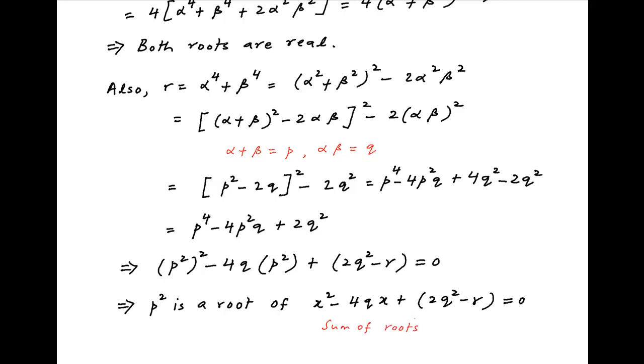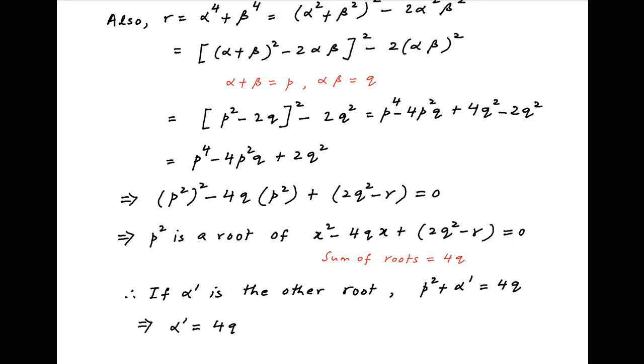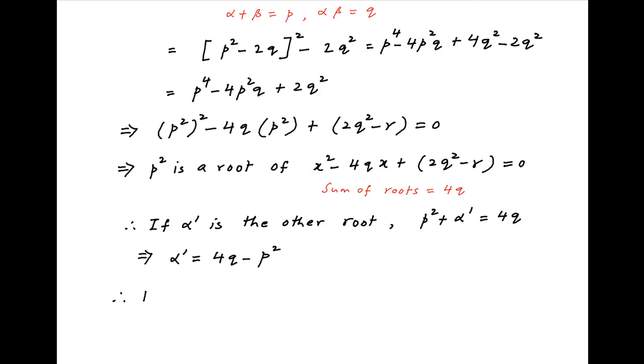Now, the sum of the roots of this quadratic equation is 4q, and therefore, if the second root of this quadratic equation is alpha dash, then the sum of the roots p squared plus alpha dash is equal to 4q, which implies that alpha dash is equal to 4q minus p squared. Therefore, the two roots of the quadratic equation x squared minus 4qx plus 2q squared minus r equals 0 are p squared and 4q minus p squared.